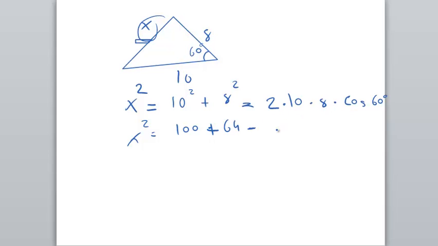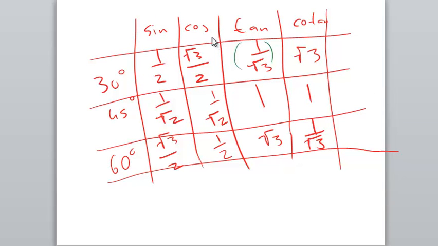2 times 10 times 8, which is 160, times cos 60. What was cos 60 if we go further back? Yep, cos 60 is 1/2.